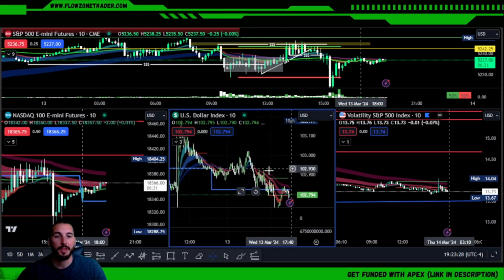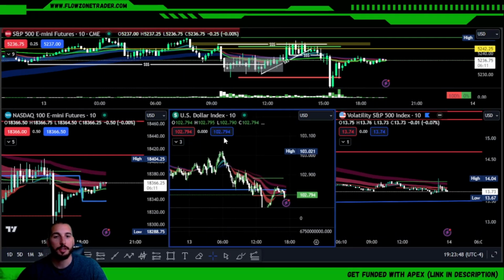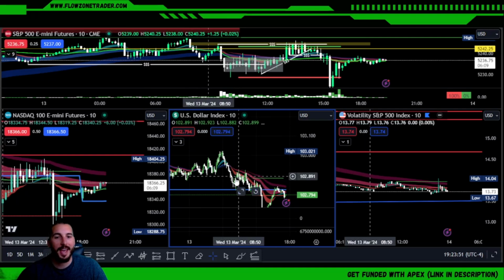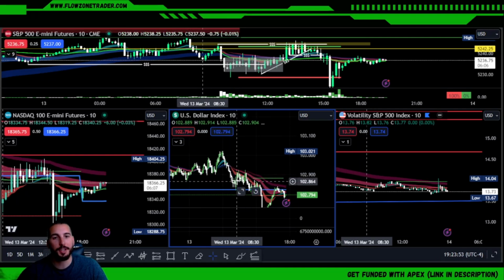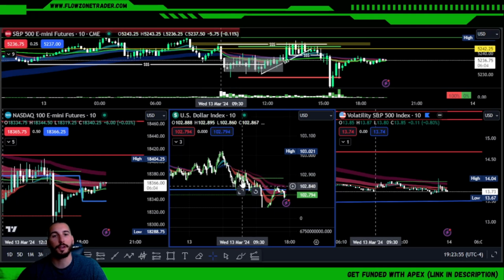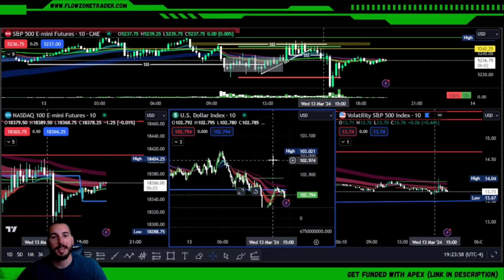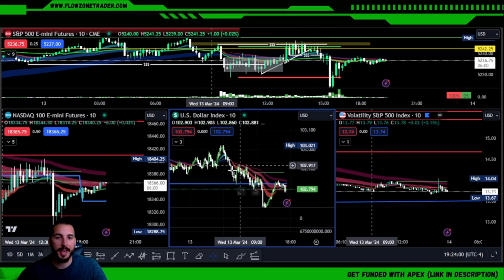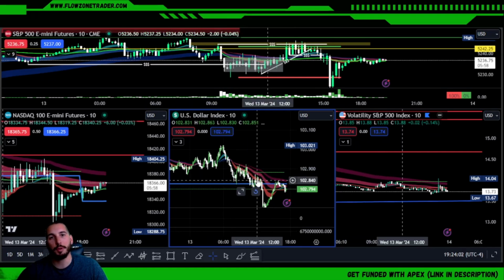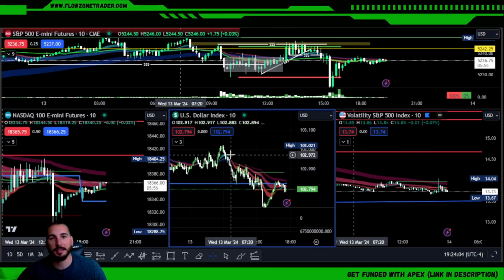On top of that, coming into the morning session, the dollar had made a new low. It held this 5-day moving average, grinding up into the flow zones before later on giving that big move down. Again, all the time the dollar is moving down, you need to expect the market to move up.